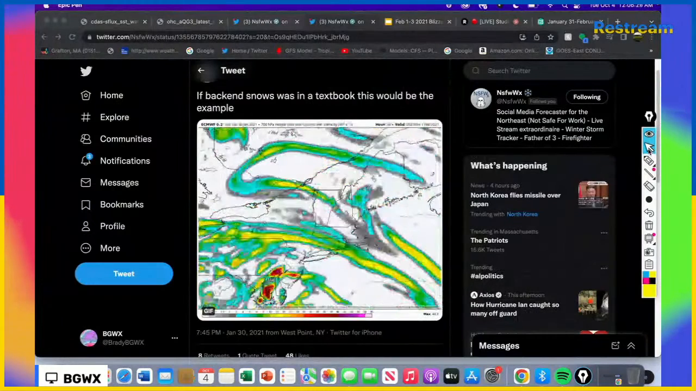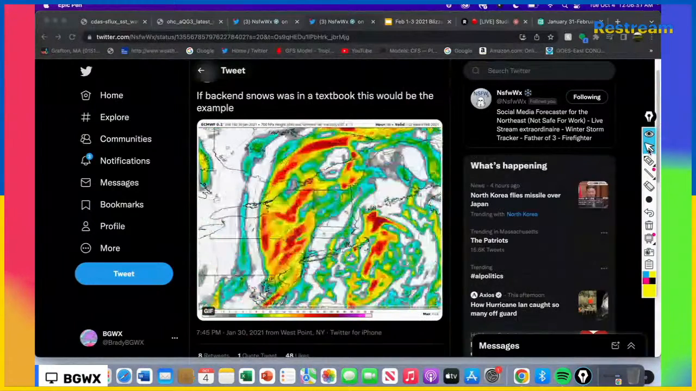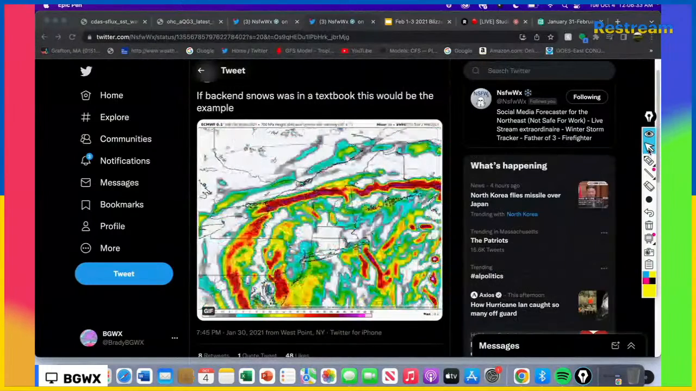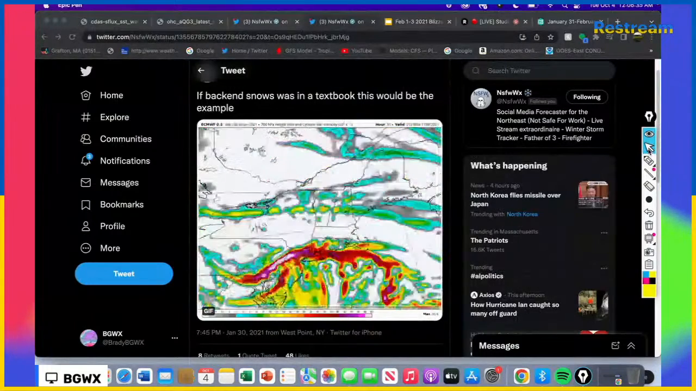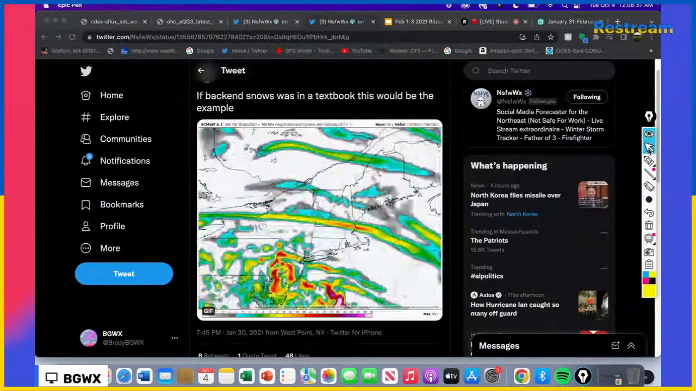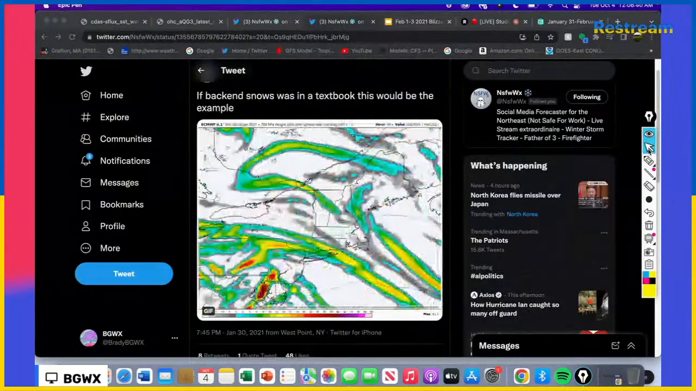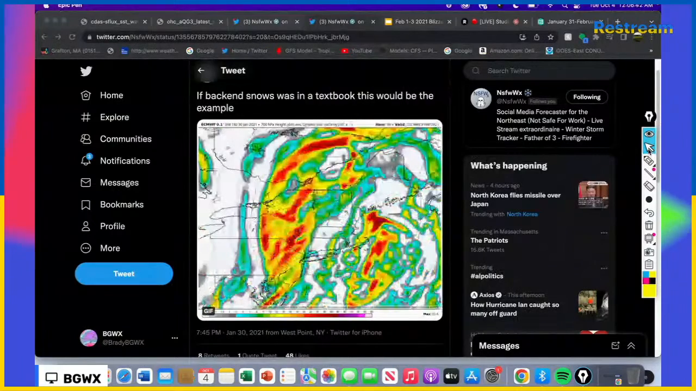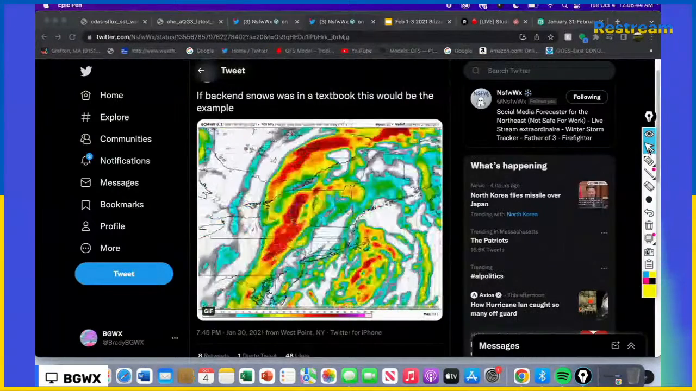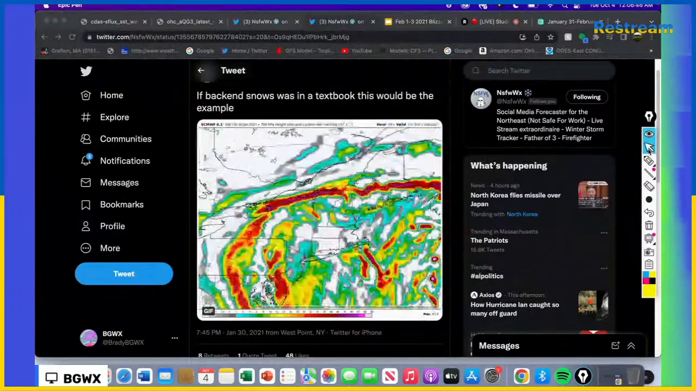It was a ridiculously long event, and part of it was it was a disorganized trough, but it was still a pretty broad trough and also a very deep trough. So what that means is it's going to take a little while for that thing to get out of here, especially if it's not moving particularly fast.